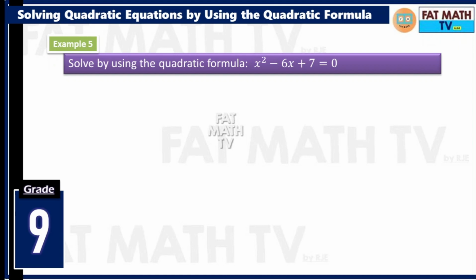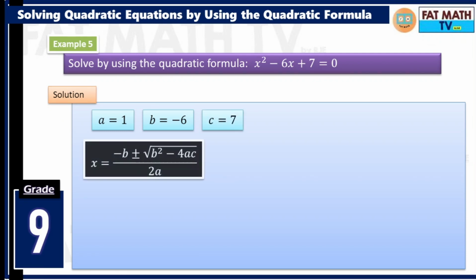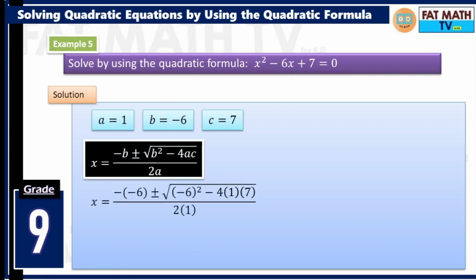Number 5. Solve by using the quadratic formula x squared minus 6x plus 7 equals 0. This is in standard form where a is 1, b is negative 6, and c is 7. So same quadratic formula, negative b plus or minus the square root of b squared minus 4ac over 2a.